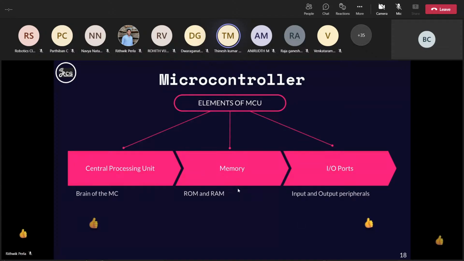Okay. Now let's move on to the input-output ports. Why do we need the input-output ports? See, without communication with the outside world, the microcontroller cannot do anything. It should know what is happening outside, and then it has to give an output to us, which is how it is useful.